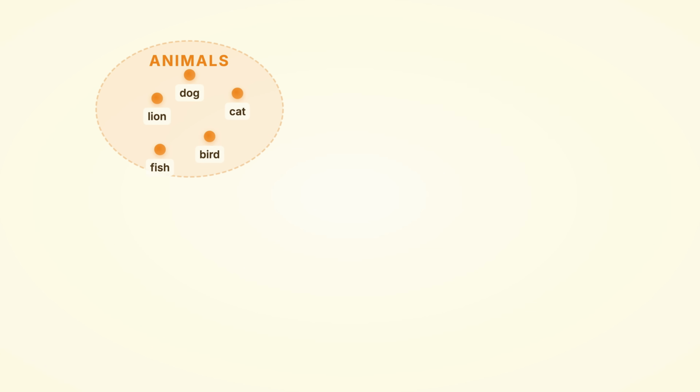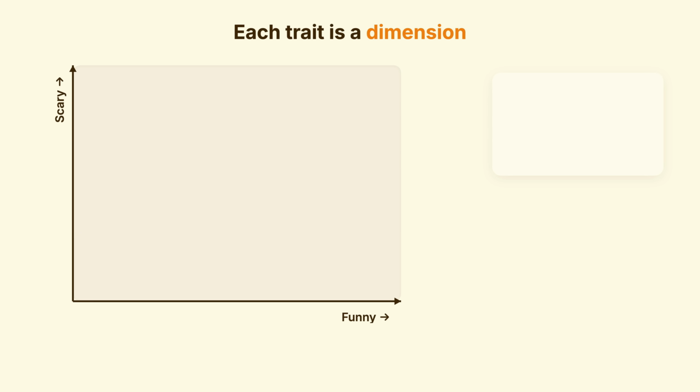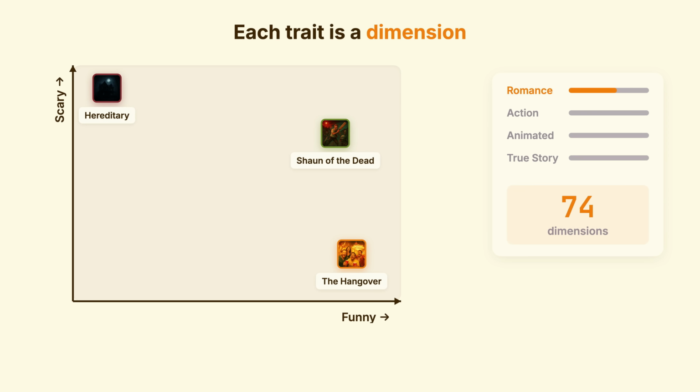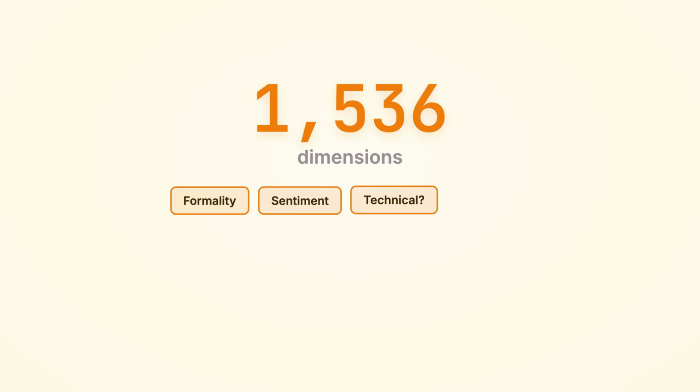Now, how do we go from 2 dimensions to the 1,500 that real models use? Imagine describing movies with 2 traits, how funny it is and how scary. Comedies here, horror here, horror comedies like Shaun of the Dead in between. But 2 traits can't capture everything. Is it romantic? Animated? A sequel? Set in space? Each trait is a dimension. 1,500 dimensions means the model captures 1,500 different aspects of meaning.